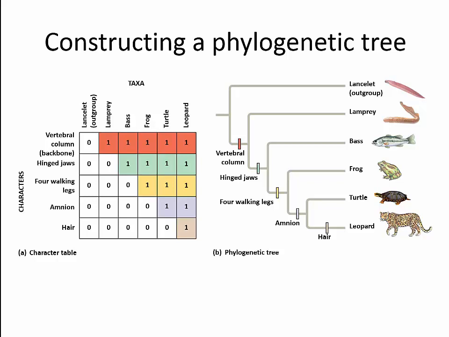And then we look at the amniotic sac. Lancelet doesn't have it, lamprey doesn't have it, bass doesn't have it, frog doesn't have it, but the turtles and leopards do actually have amniotic sacs. And that's the little blue bar.